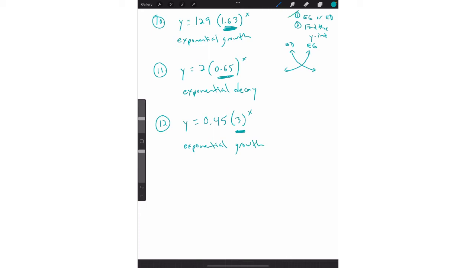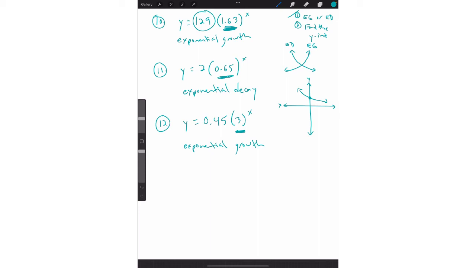The second step says find the y-intercept. That's easy in these problems. The y-intercept is just going to be this number. The reason why is that when I'm graphing, let's say I have a function that looks like this, and I'm looking for the y-intercept, where I cross through the y-axis. This is my y-intercept right here. That's where x is equal to 0.